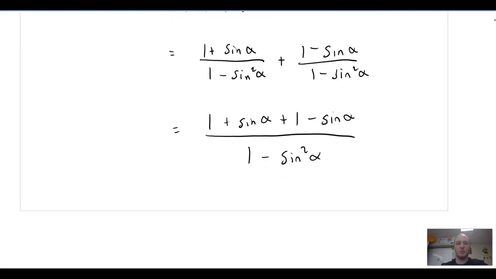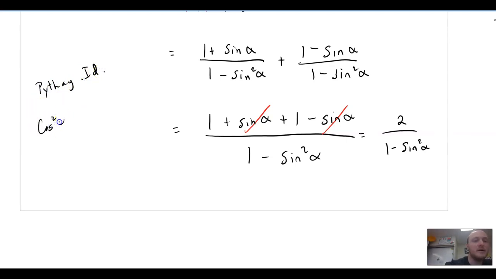So this is why we start with the more complicated side. Notice I have sine alpha. Boom, that cancels negative sine alpha, right? So those go away. And then all of a sudden this becomes 2 over 1 minus sine squared alpha. And at this point, I hope you are thinking Pythagorean identity. Okay, and that is cosine squared alpha equals 1 minus sine squared alpha. So I'm just going to substitute this. This is 2 over cosine squared alpha.